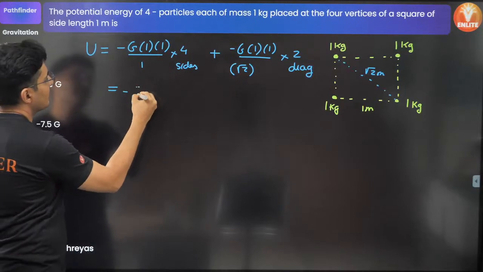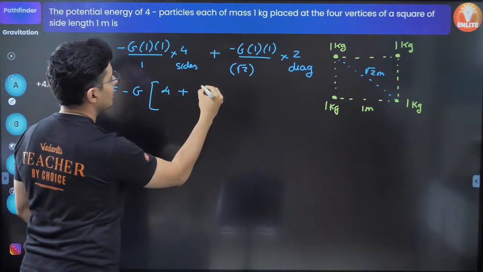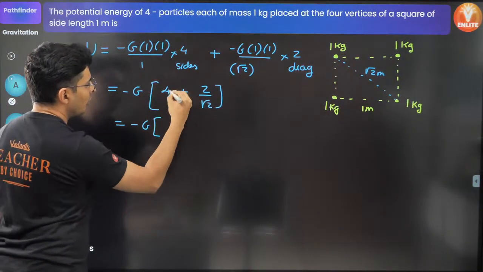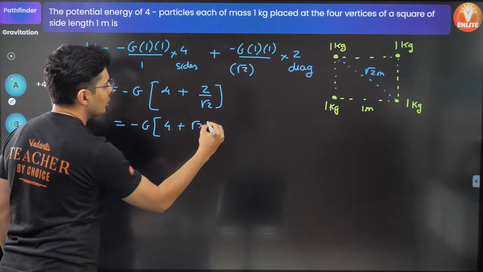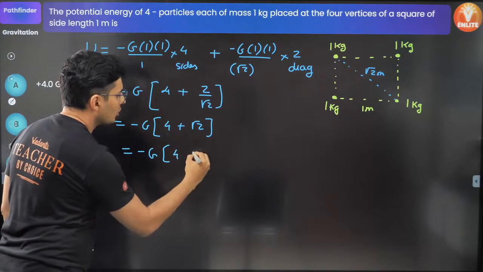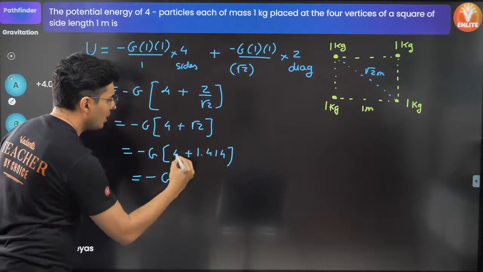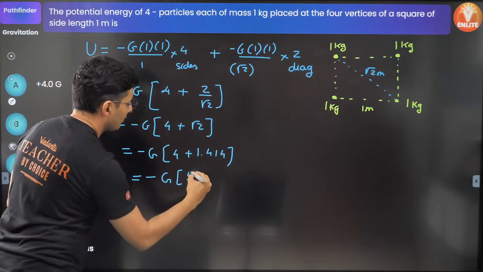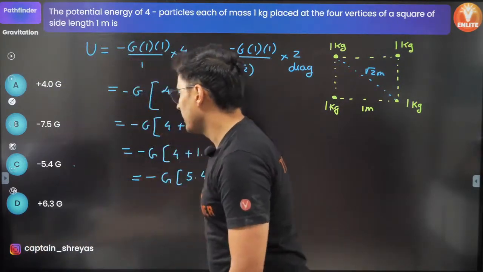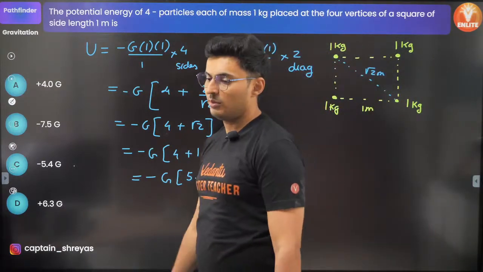That's it. So minus G is common, and what is there inside is 4 plus 2 by root 2. So this will be minus G, 4 plus 2 by root 2 is 4 plus root 2. I think decimal answers are there. So root 2's value is 1.414 up to the third decimal. So it will be minus G, 4 plus 1.414 is nothing but 5.414. Is that option there somewhere? Oh yes, almost 5.4 with negative symbol. So minus G into 5.4.